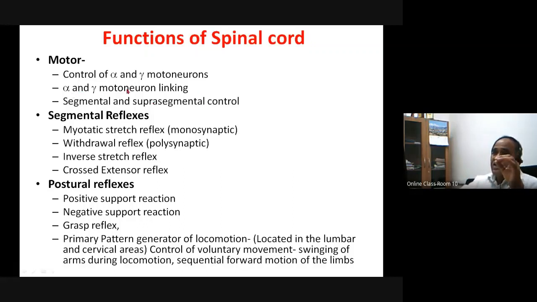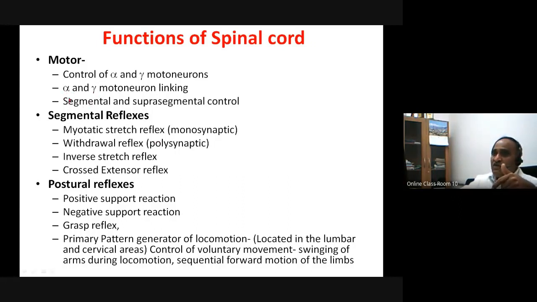Now what happens when the gamma motor neuron is stimulated? It will activate the muscle spindle, the intrafusal fiber. That muscle spindle increases the activity in the posterior root, and this increased activity will make a synaptic contact with the alpha motor neuron. So like that, alpha and gamma are linked. Rather, I would say gamma and alpha linkage. Alpha is not the first one. It starts with gamma, then ends on the alpha motor neuron.